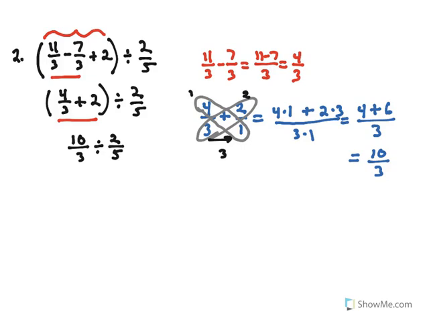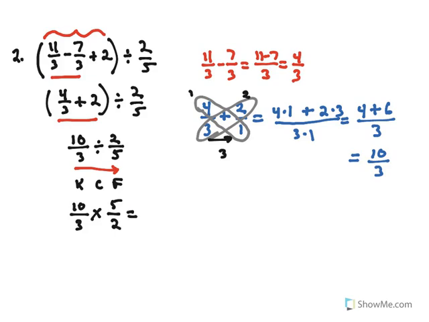So now we have to divide, and we'll have to do these two fractions. Okay, so we can do that over here. All right. So remember, we want to keep change flip. So 10/3. Okay, 10/3. Change the division to multiplication, and then flip the second fraction.